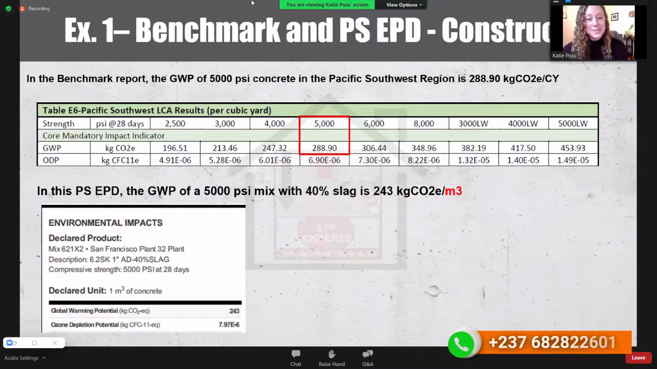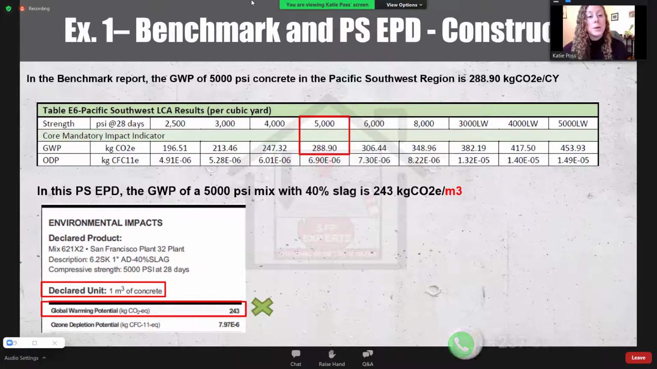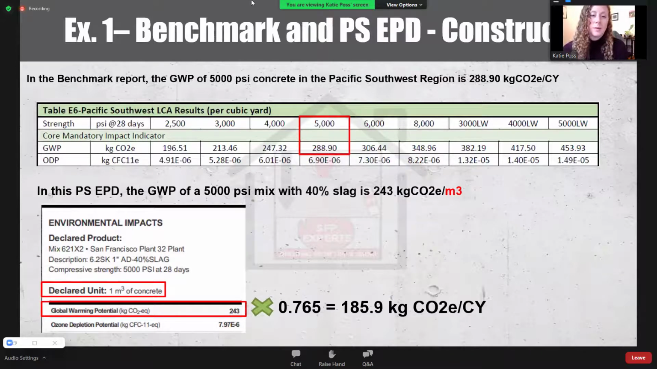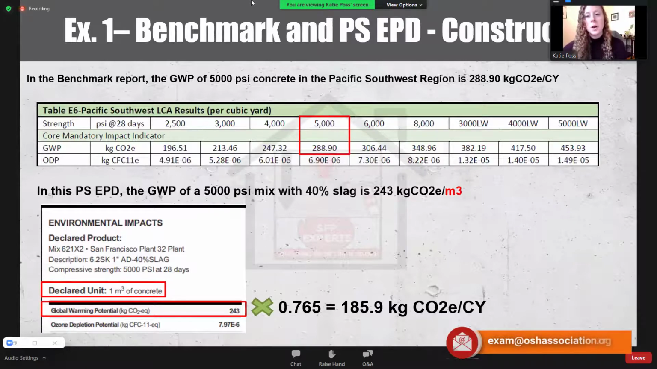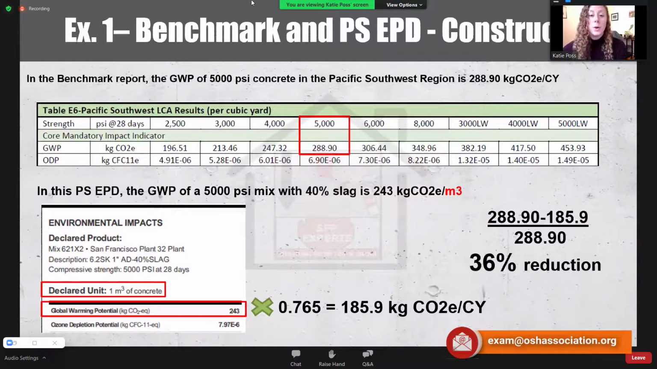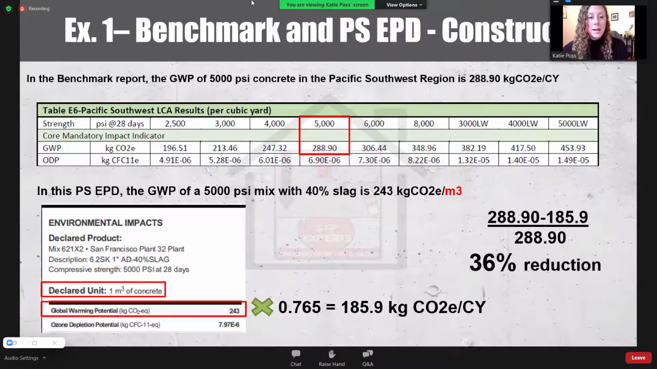So you're going to need to do some conversions here. If you want to convert a GWP from per meter cubed, you would multiply that by 0.765, and the result is 185.9 kilograms of carbon dioxide equivalent per cubic yard. And what we see here is that the actual embodied carbon of the mix we used was higher than what we estimated in pre-con, which is always good.